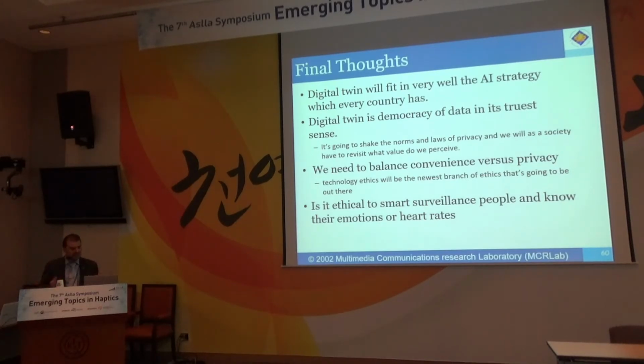So I do believe that the digital twin fits very well in the artificial intelligence strategies in many countries. And it is a digital democracy of the data in the real sense of democracy, but we need to balance convenience versus privacy. And one question that is very much neglected is the ethical one. So, ethical characteristics. We are developing haptic applications which include touching, and in Korea, touching is not ethical, or you cannot touch someone who is not intimate with you. So, what will happen with the ethical characteristics?